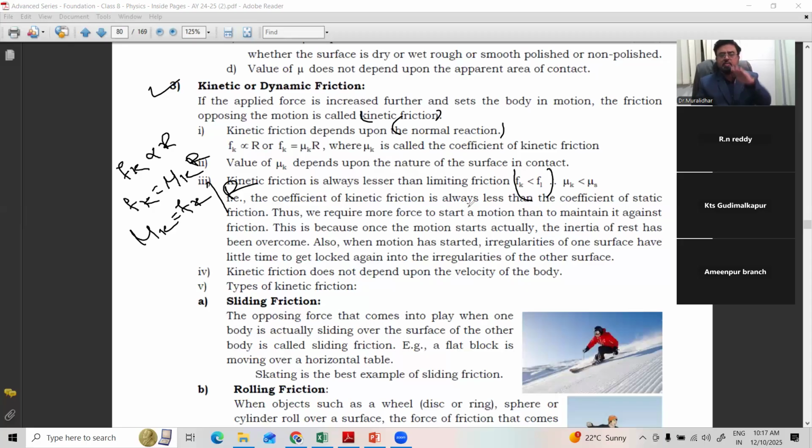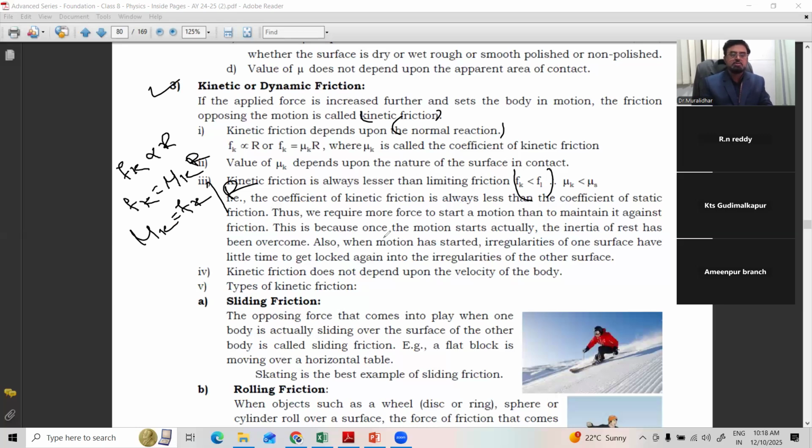Friction acts maximum on the body at rest. So static friction is always greater. Thus, we require more force to start the motion than to maintain it against the friction. Once it starts, it is easy to move against the friction. Thus, we require more force to start a motion than to maintain it.